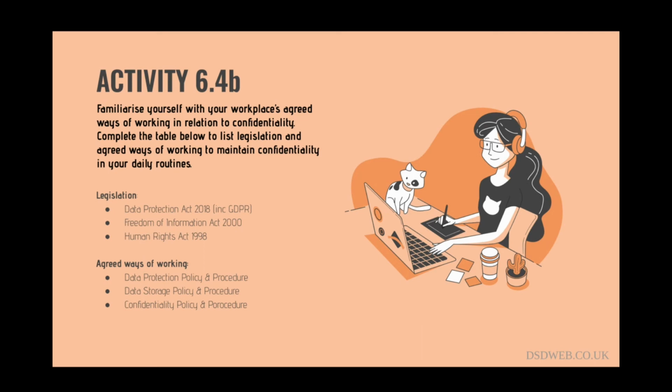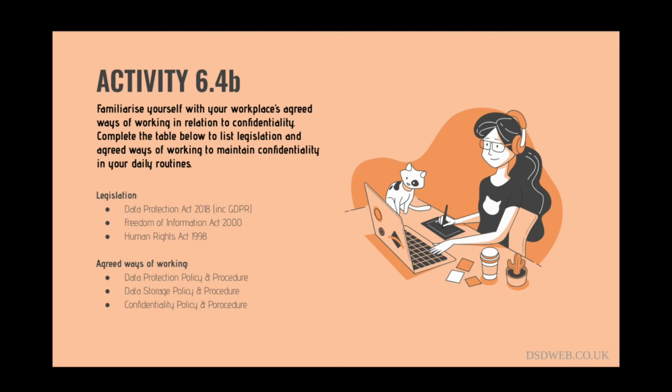The next question asks you to list legislation and agreed ways of working, that is your organisation's policies and procedures, that relate to confidentiality. Legislation can include the Data Protection Act 2018 and GDPR, which legislates how personal information can be used; the Human Rights Act 1998, which gives everyone the right to privacy; and the Freedom of Information Act 2000, which governs the disclosure of information held by public authorities and their partners.